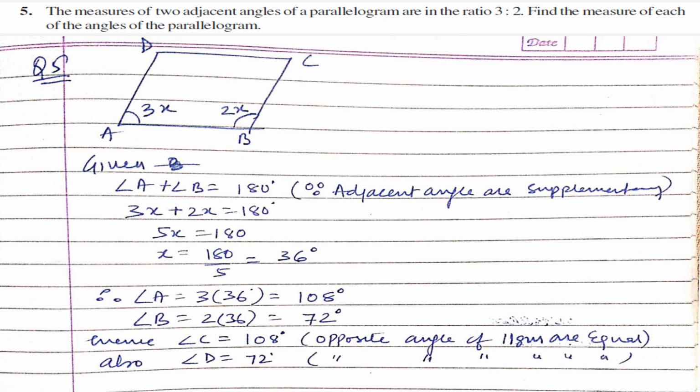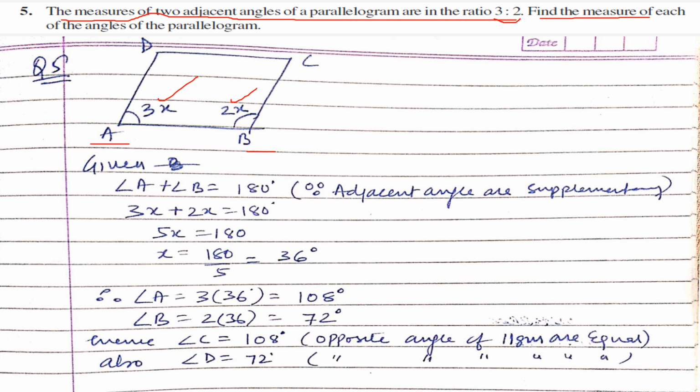Question 5. The measures of two adjacent angles of a parallelogram are in ratio 3:2. We have studied such questions in chapter number 2 also. Whenever a ratio is given, we can assume the angles as 3x and 2x. So angle A and B are given to us and the ratio is 3:2. So I've assumed angle A as 3x, angle B as 2x. Now it is saying find the measure of each of the angles.